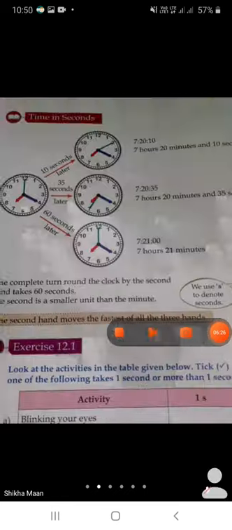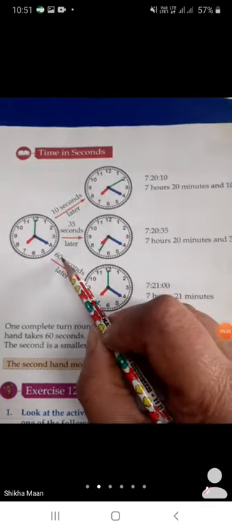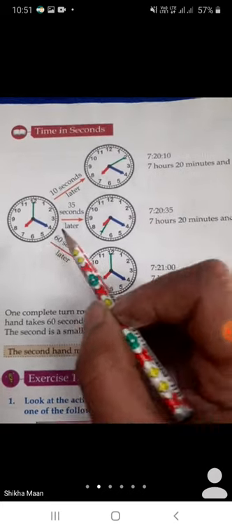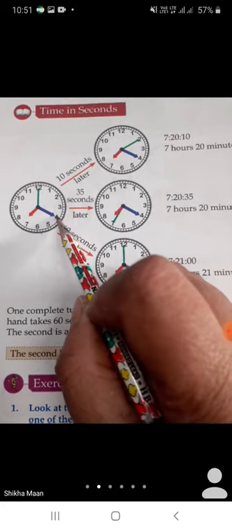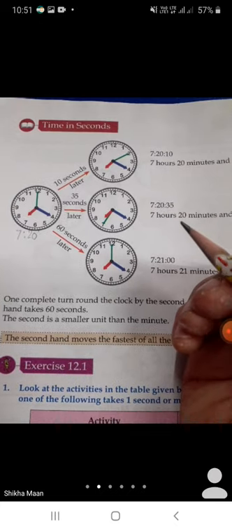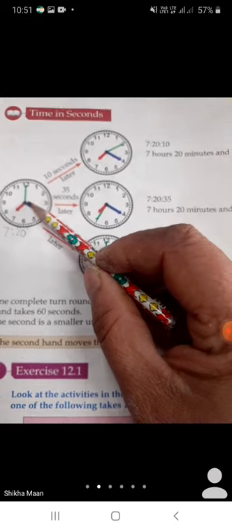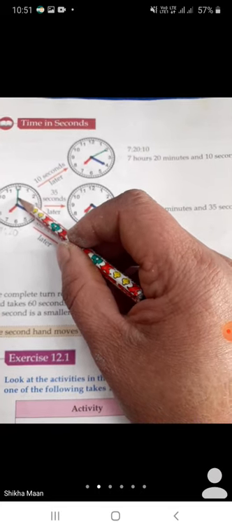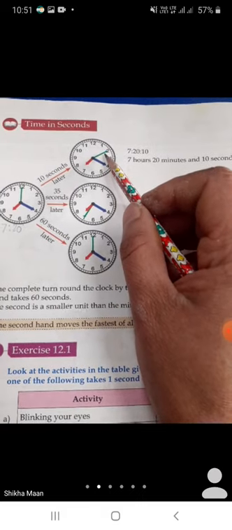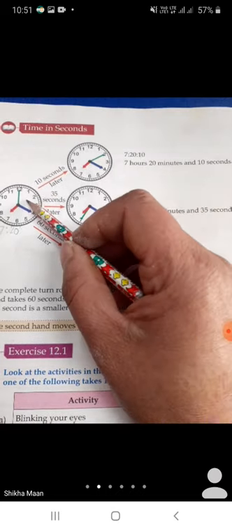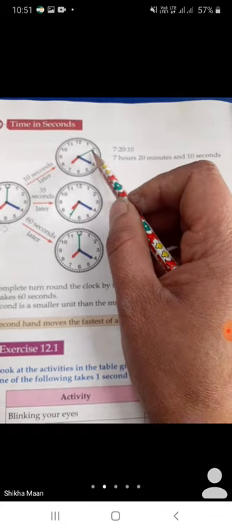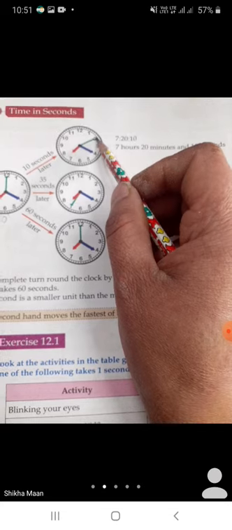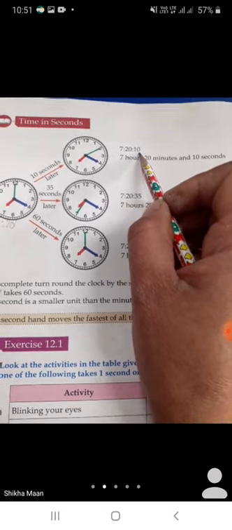Yes, bache. Now to calculate the time in seconds, look at this clock first, page number 174. In this clock the time is 7:20. We don't know whether it is a.m. or p.m. Watching the green needle, which is the second needle, you can calculate the time after 10 seconds. You can see it is on 12. Here it will come on 2 after 10 seconds. So the time will be 7 hours, 20 minutes and 10 seconds.